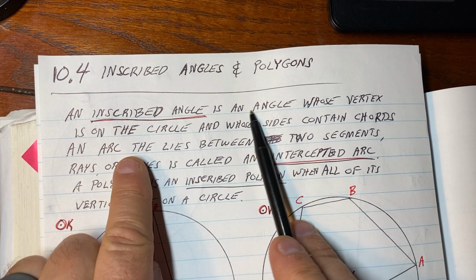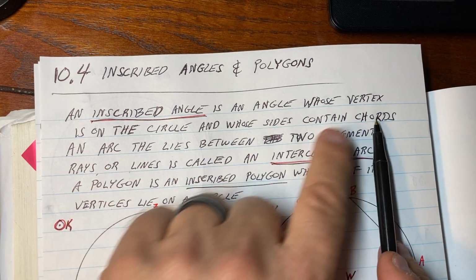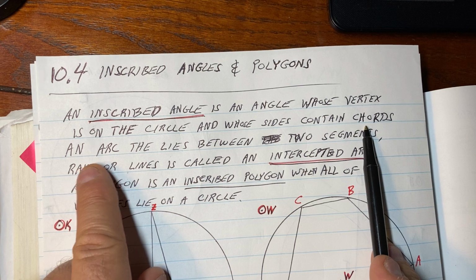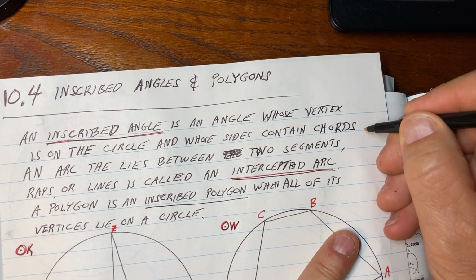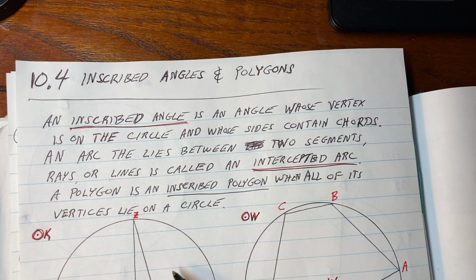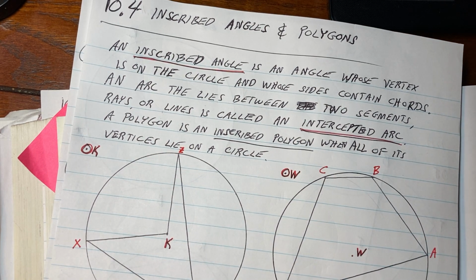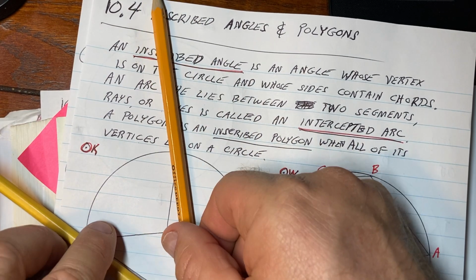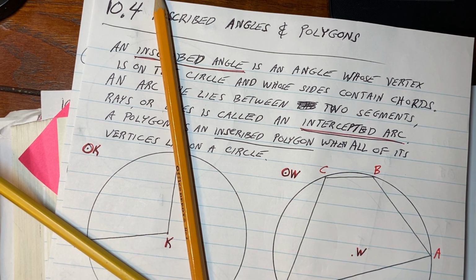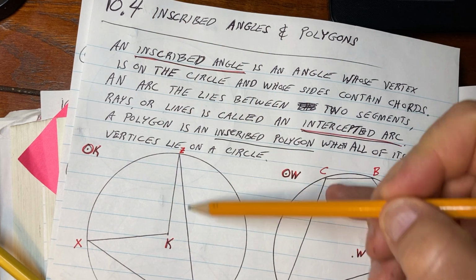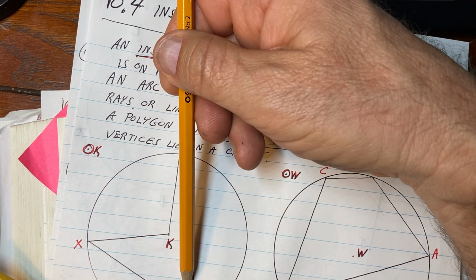An inscribed angle is an angle whose vertex is on the circle and whose sides contain chords. It's not chord, it's chords. Here's an inscribed angle. The vertex is on the circle, and the sides contain chords. ZY is a chord, and XY is a chord. So this is an inscribed angle.